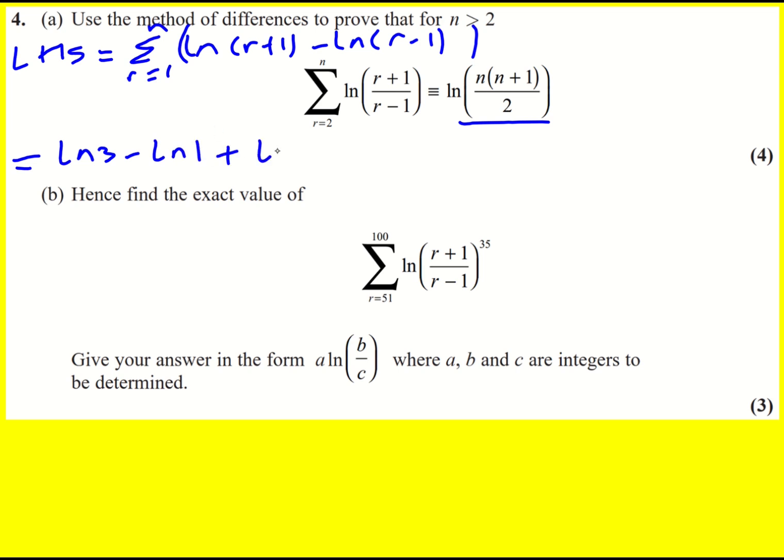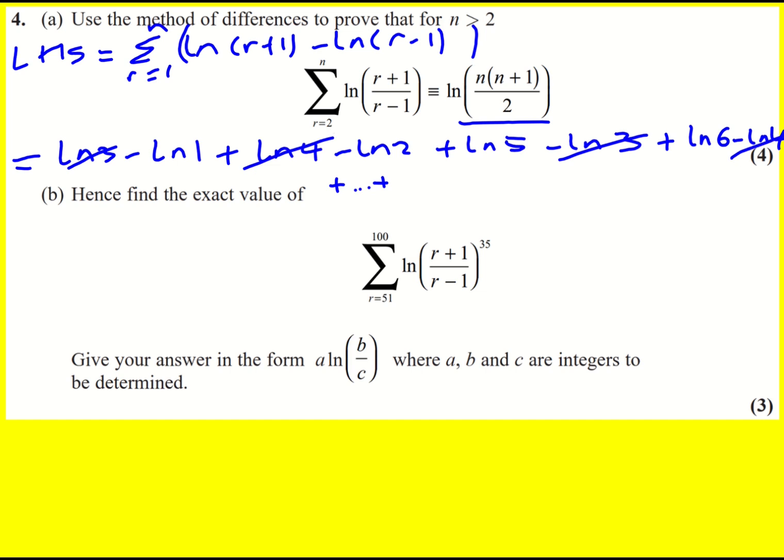Now I'm going to add on, when I put in 3, ln 4 minus ln 2, and so on. So plus ln 5 minus ln 3. Let's do one more, plus ln 6 minus ln 4, plus dot dot dot. Okay, so we see that ln 3 and minus ln 3 cancel, the ln 4 and the minus ln 4 cancel, and this pattern is going to carry on also for ln 5 and ln 6. It's just ln 1, minus ln 1 and minus ln 2 that we're left with.